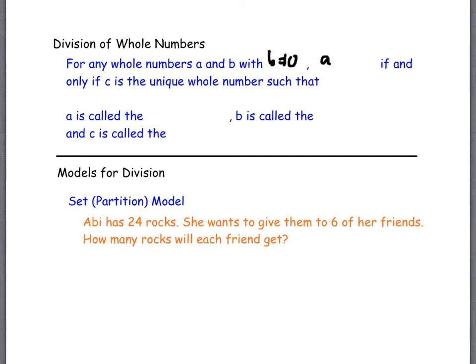Then A divided by B equals C if and only if C is the unique whole number such that A equals B times C, or B times C equals A.